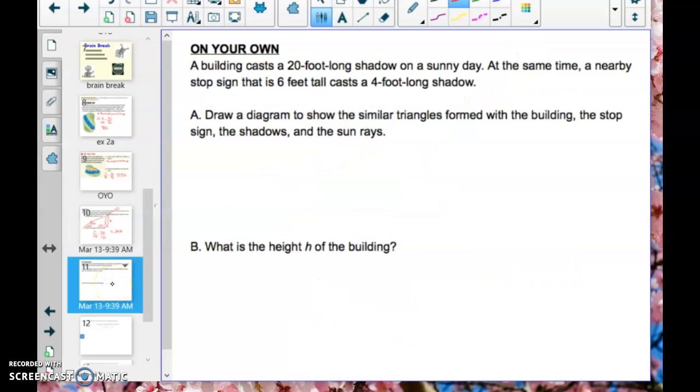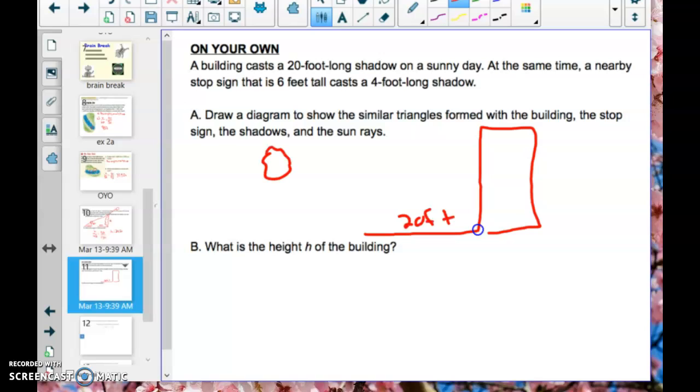You can pause the video and try doing this one on your own. So a building casts a 20-foot long shadow on a sunny day. At the same time, a stop sign that is 6 feet tall casts a 4-foot shadow. How tall is the building?